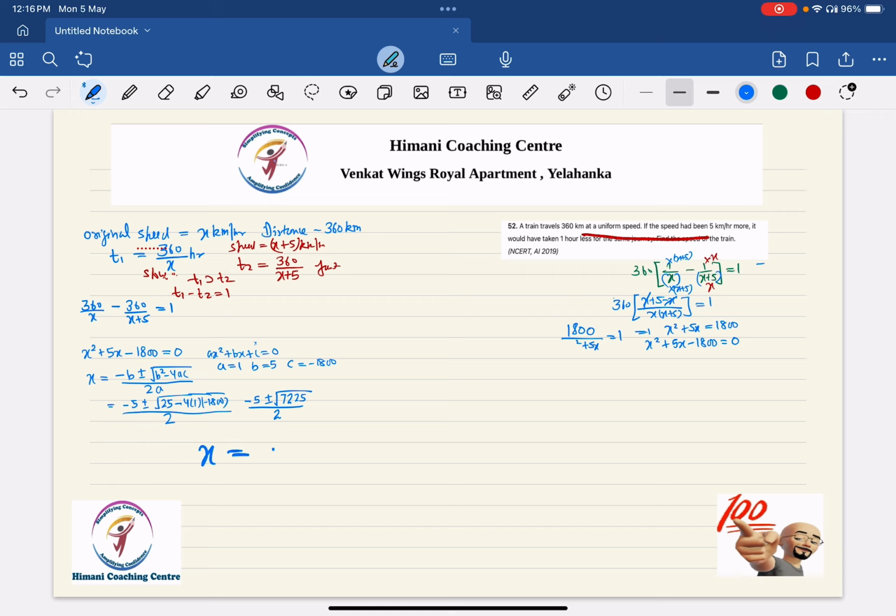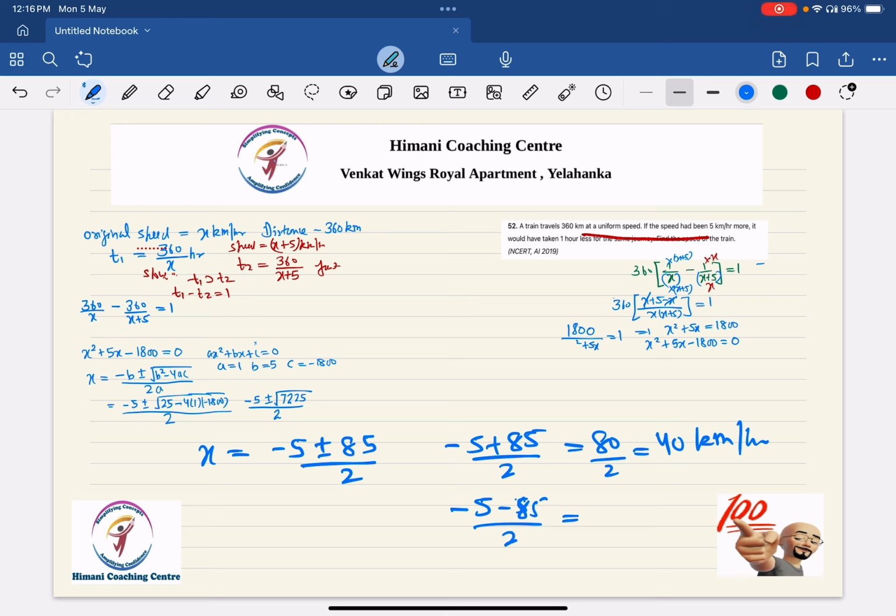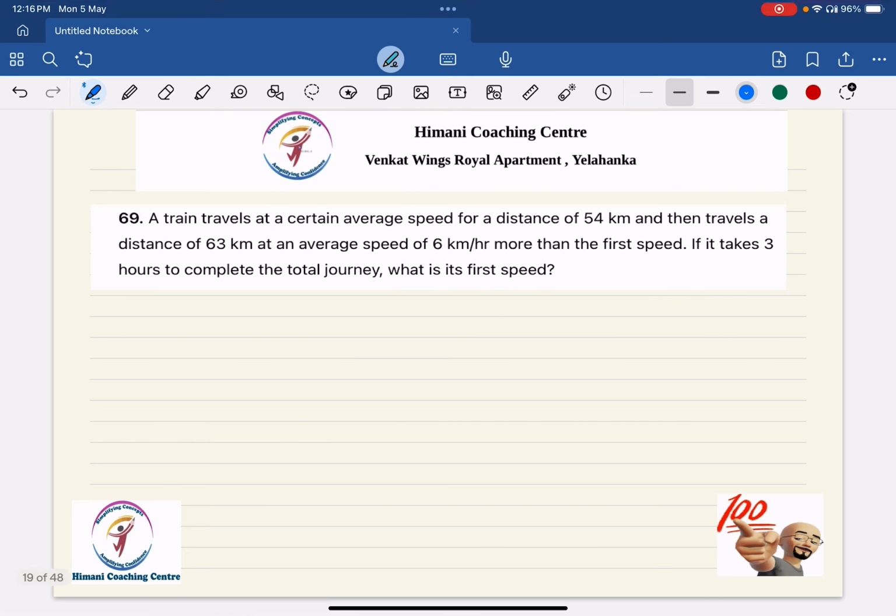And x equals minus 5 plus minus 85 by 2. So minus 5 plus 85 by 2 is 80 by 2, which is 40 kilometer per hour. And then the other answer would be minus 5 minus 85 by 2, the answer is coming in negative, so we will reject it. So the answer is 40 kilometers per hour. So this is how we solve these kind of questions. Now let us go to the next question.